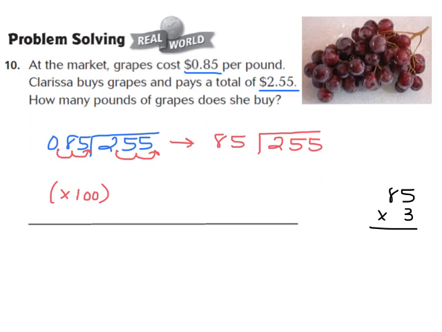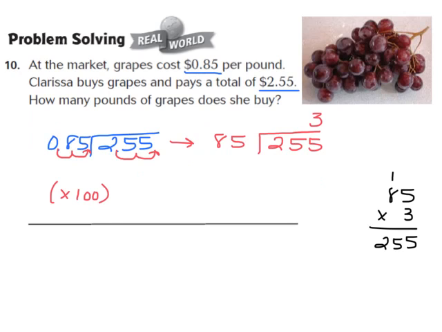Now, I know that 3 times 5 is going to give me 15. I'm going to regroup the 1. 3 times 8 is 24, plus 1 is going to give me 25. Now, my guess and check was pretty good here because I ended up with my 255, which is the number that I'm trying to get to. So what I'm going to do is I'm going to come back up to my division problem, and I'm going to write that 3 above the 5 in the ones place.